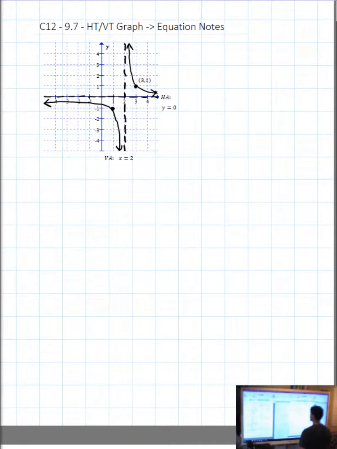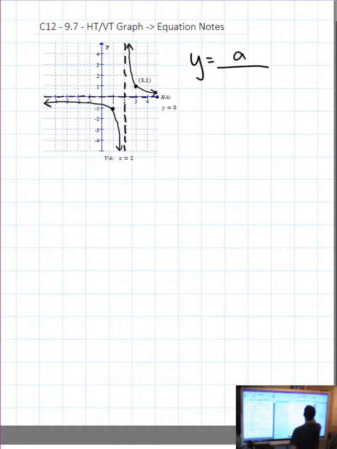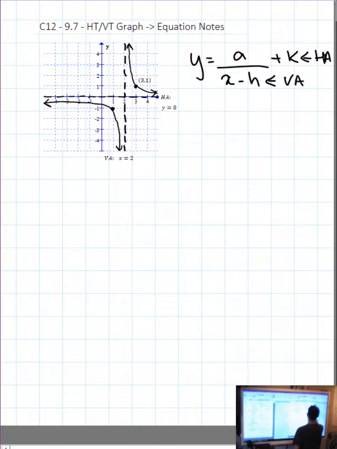Okay, so let's try and find the equation of the graph. So we're always going to start off with y equals over. We're working with fractions, we're just going to set that up. And we know that we have a general form of a over x minus h plus k, where k contributes to the horizontal asymptote and h contributes to the vertical asymptote.